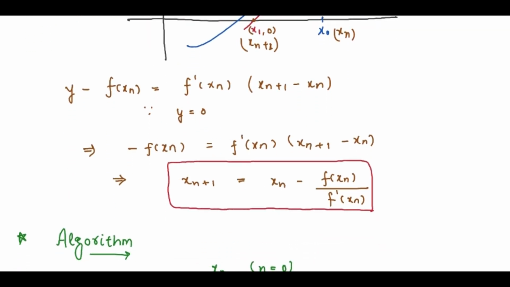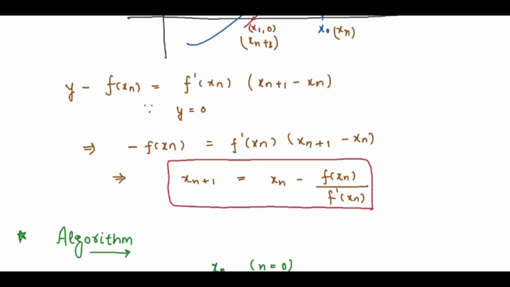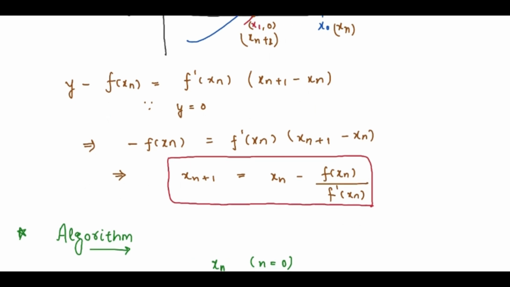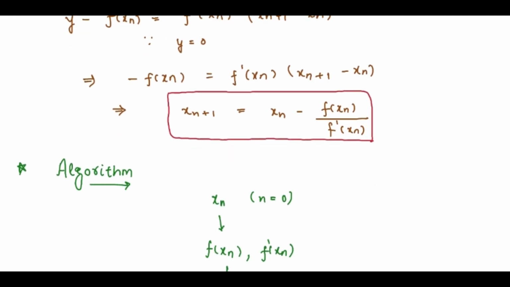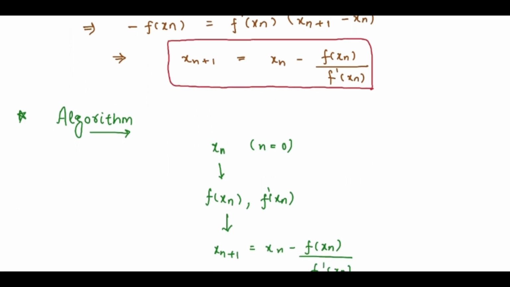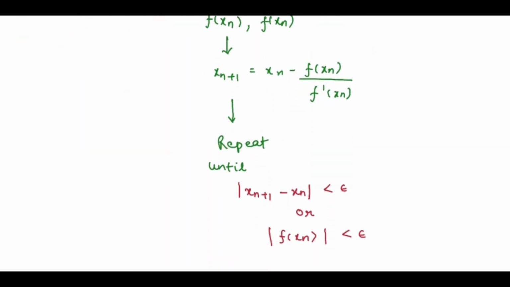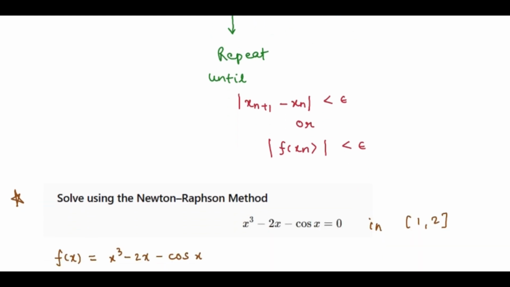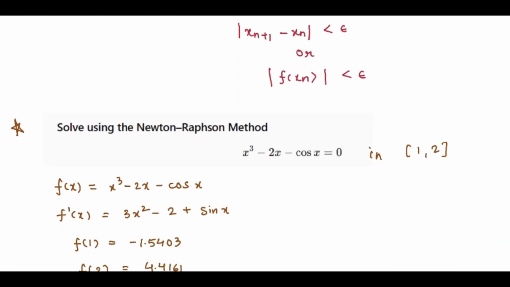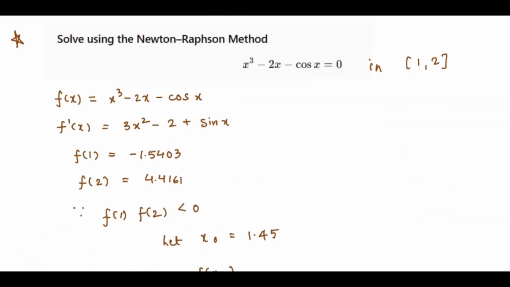So today we explored the Newton-Raphson method, one of the fastest and most widely used techniques for solving nonlinear equations. We understood its geometric interpretation through tangent lines, derived the iteration formula from the equation of a tangent, learned the stepwise algorithm, and solved a complete numerical example.